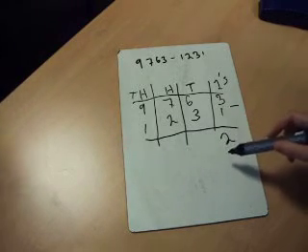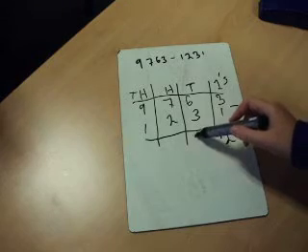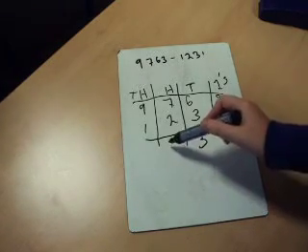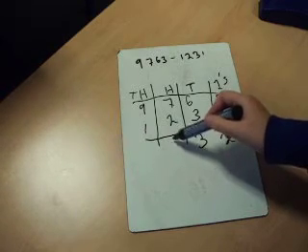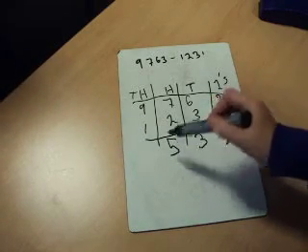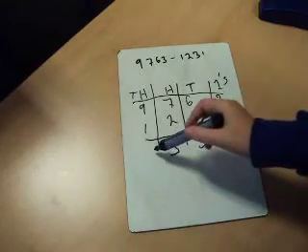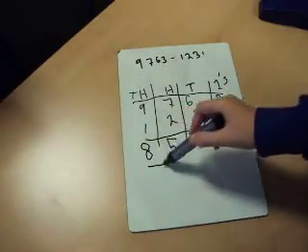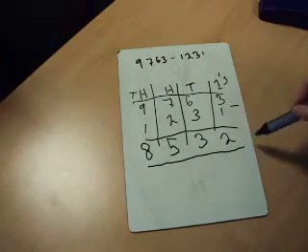Now do 60 minus 30, which is 30, because it's in the tens column. Next, do 700 minus 200, which is 500. And lastly, 9,000 minus 1,000, which is 8,000. Your answer now becomes 8,532.